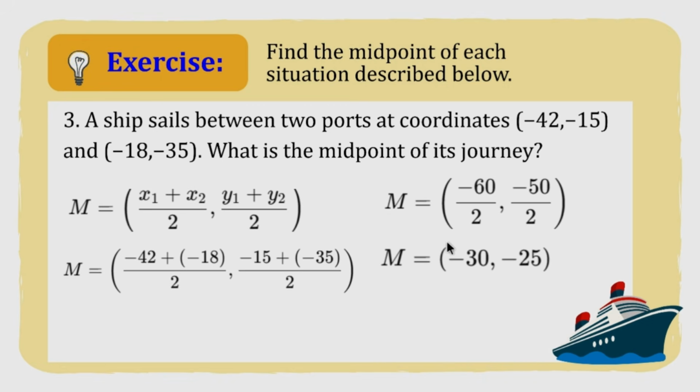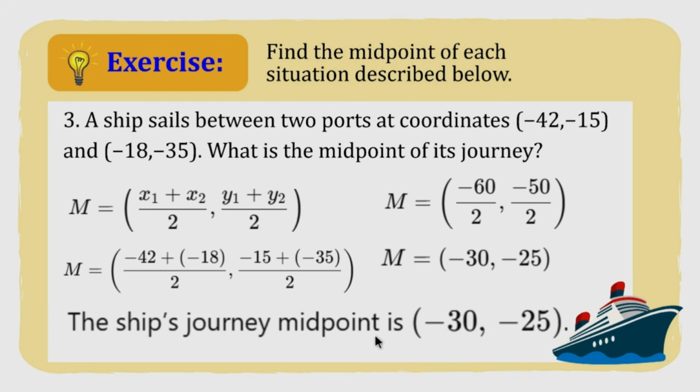Nasa anong quadrant po ito? Okay, correct. Nandito po ito sa third quadrant. Okay? The ship's journey midpoint is at negative 30 and negative 25. Okay, so I hope nakuha nyo po ng tama yung mga sagot dito sa ating exercise.